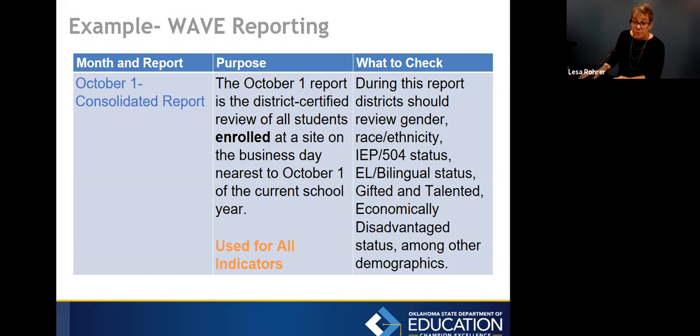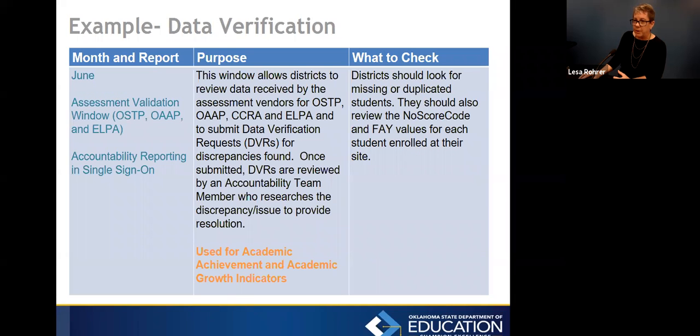If what you have in your local student information system is correct, it's feeding into this report correct, then it's going to be pulled into the accountability report correct as well. So let's look at an example of something that you do in an accountability reporting window.